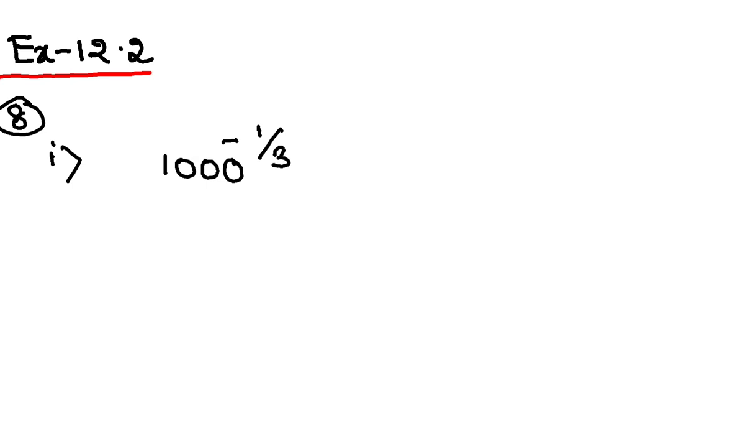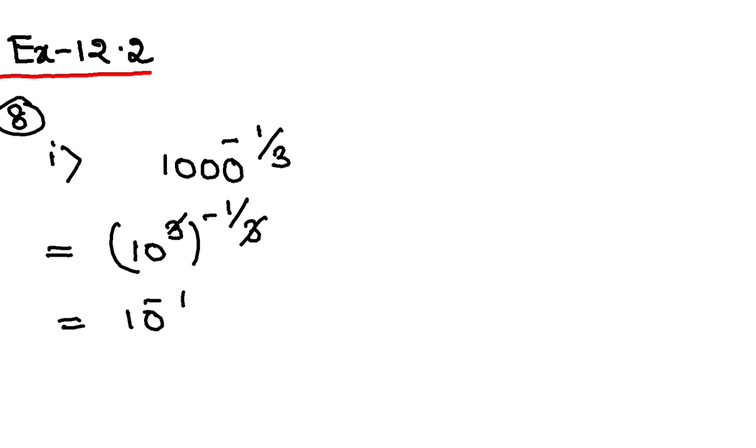Okay, so this is very simple. 1000 can be written as 10 cube. So 10 cube to the power minus 1 by 3. This power 3 and 3 can be cancelled. So 10 to the power minus 1. Now you must know this property: A to the power minus 1 is obviously 1 by A. So applying the same concept, 10 to the power minus 1 will be 1 by 10. Isn't it?